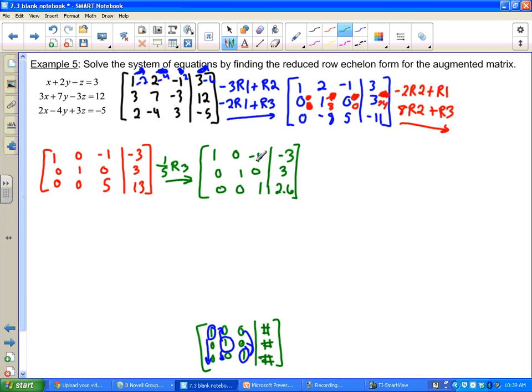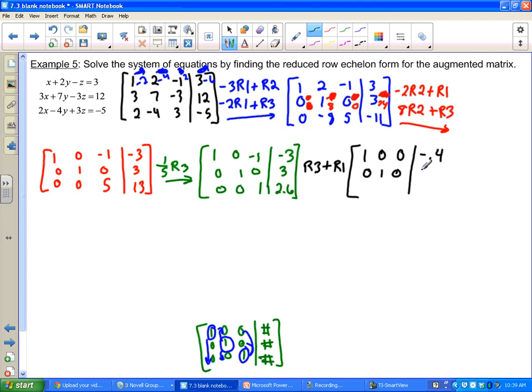Now I only have one thing left. I need a zero in this top right. And I'm going to use row 3, which I just got a 1 in, to get that. Since these are opposite signs and they're both ones, I actually just need to add those two rows together. So I'm going to take row 3 and add it to row 1. Remember, row 1 is the one that we're changing, so that's the thing that goes last in our notation. So if I add those rows together, 1 plus 0 is 1, 0 plus 0 is 0, negative 1 plus 1 is 0, and negative 3 plus 2.6 is negative 0.4.